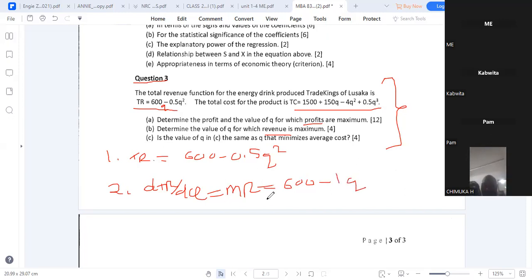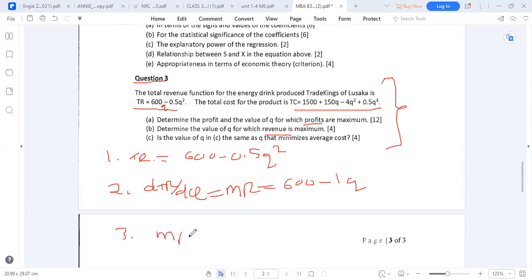So this one comes to this side. For step 3, we do what? We equate to 0. When MR is equal to 0, this one will be 600 minus 1Q. So this one comes there. Q is equal to what? 600. So how many units will maximize revenue? 600 units. That's how we get the 4 marks.